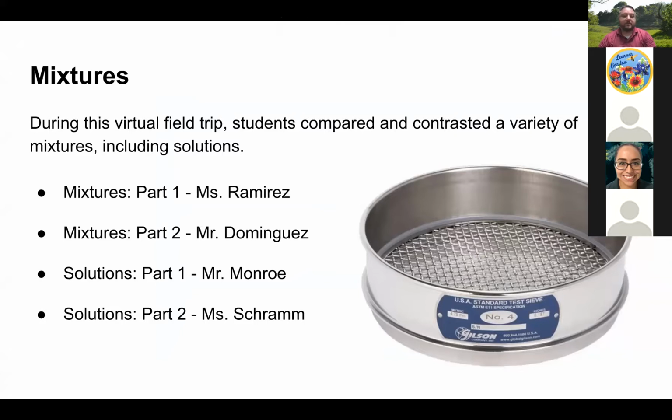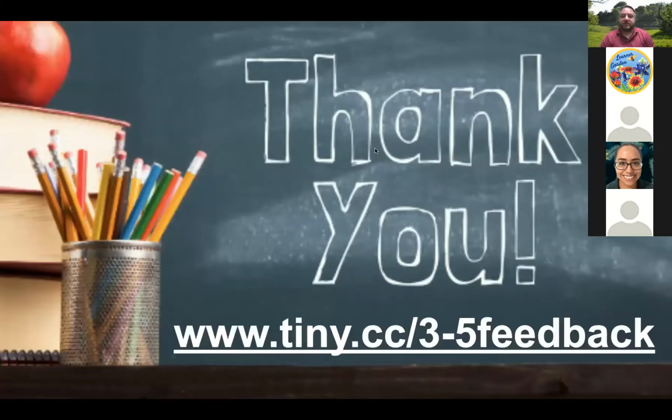And then we learned all about solutions and how to separate solutions using evaporation and how to make evaporation go faster with Mr. Monroe and Ms. Schramm. Thank you so much for joining us this morning.